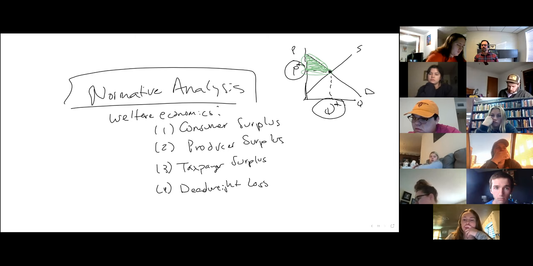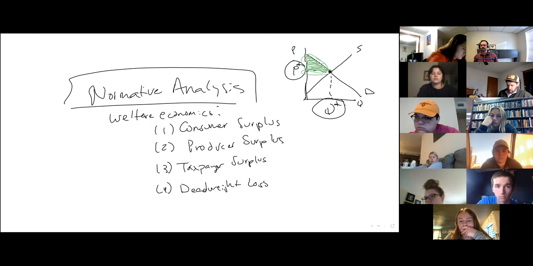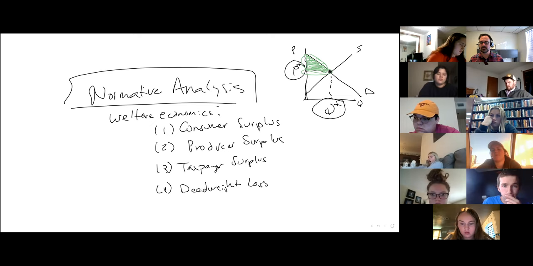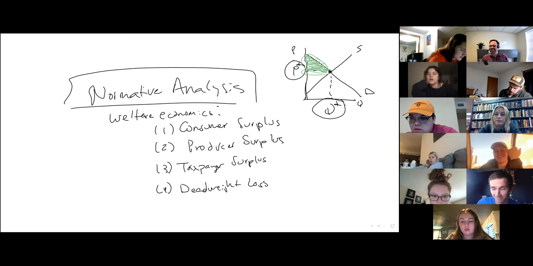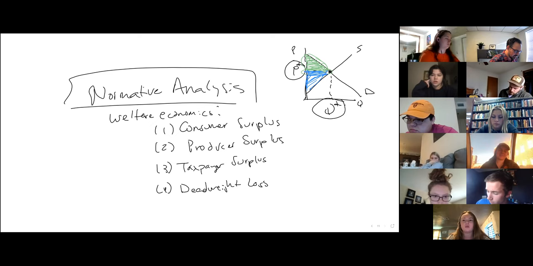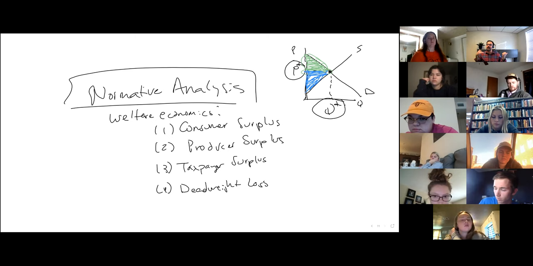Okay, how about producer surplus? Producer surplus is the bottom half of that triangle. You're exactly right. Why the heck is that true? Is that silence a hard pass? I was thinking of it earlier, and then when you asked, I was like, I don't know. I don't even care. Yeah, you're exactly right. So the producer surplus is this area right here, and this area is essentially equivalent to consumer surplus, except that it goes to producers.